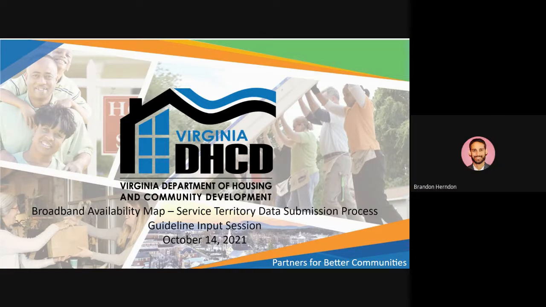Hi, good morning, everybody. I'm Brandon Herndon. I work for the Center for Geospatial Information Technology at Virginia Tech. Our history of this program is about 10 years ago. We started developing and then managing the broadband availability map for Virginia. So, we're excited to be able to finally improve it above and beyond what the FCC provides and provide better data to our citizens here in Virginia.